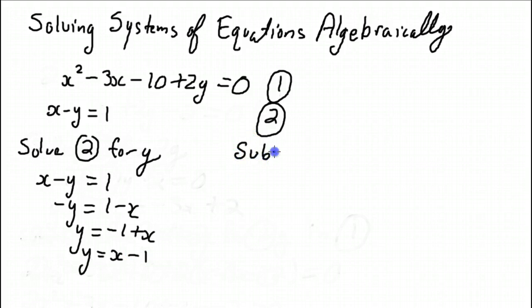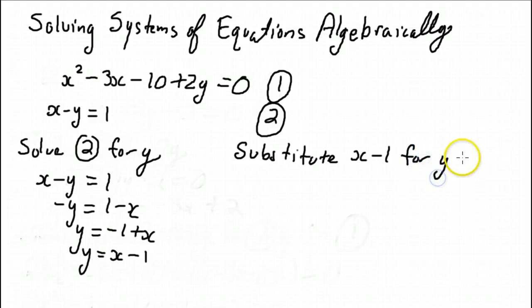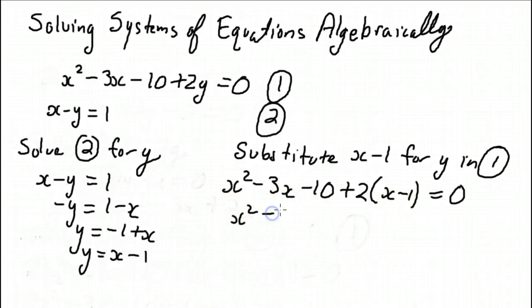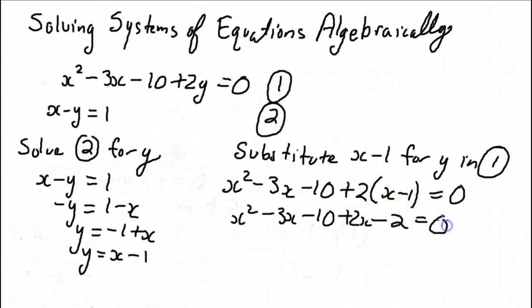Next step, substitute. Hence the name. Substitute x minus 1 for y in equation number 1. So equation 1, x squared minus 3x minus 10 plus 2, instead of y, I write x minus 1, enclosed in parentheses, equals 0. Okay, let's expand and solve. x squared minus 3x minus 10, distribute, watch out if there's a minus, this isn't, but if there were, plus 2x minus 2 equals 0.